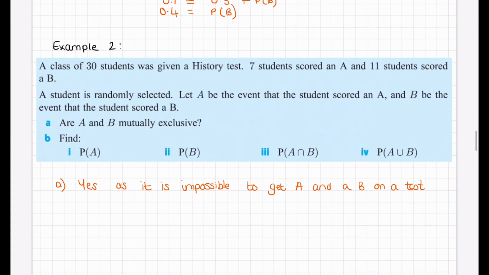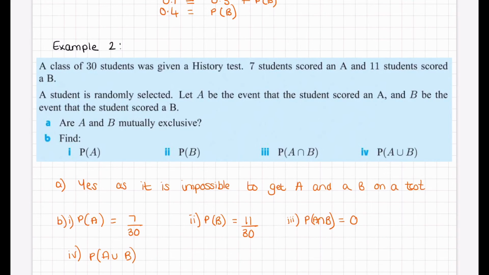Okay, part B, the first thing we want to find is the probability of A, so the probability of getting an A. Now there's 7 students that got an A out of 30 in total, so that's just going to be 7 out of 30. Part 2, the probability of B, which is the probability of students getting a B, which is 11 students got a B out of the 30. Now the third one, the probability of A and B, which will be 0 because it is impossible to have the intersection between them, which is why we said it was mutually exclusive.